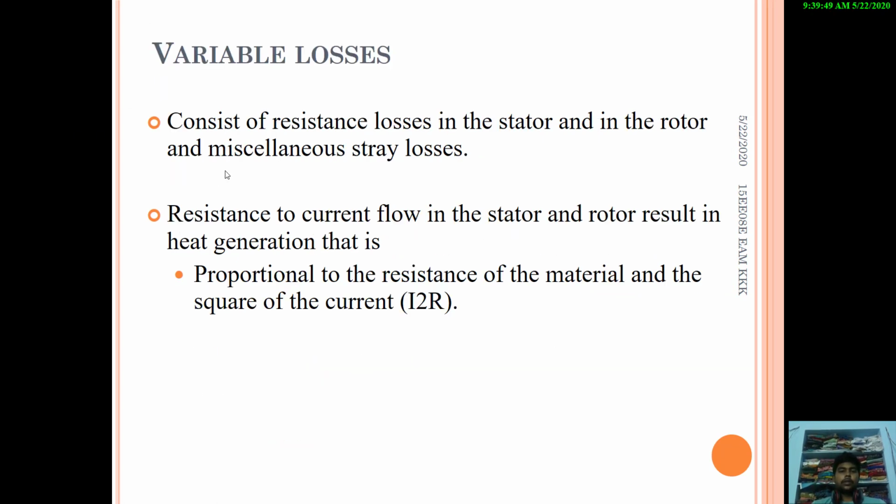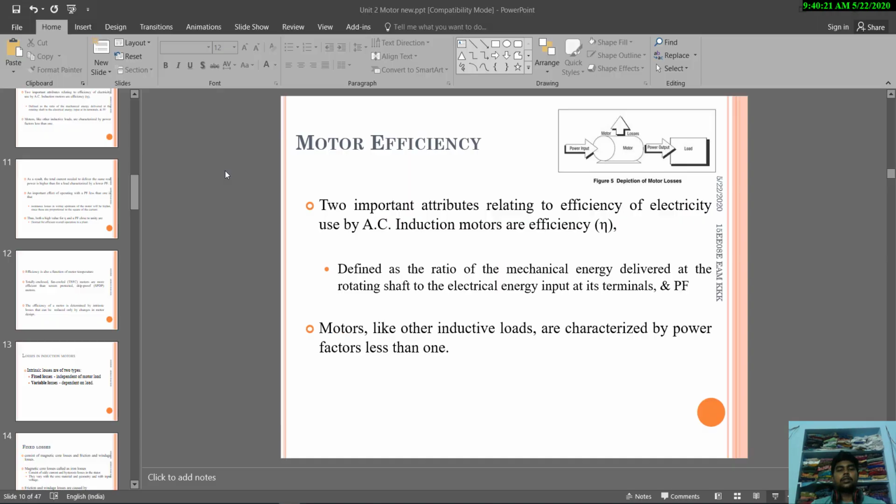Whereas variable losses are due to I square R losses. We have already seen that the losses due to resistance as heat are called I square R losses, and they consist of resistance losses in the stator and rotor, and some stray losses. Resistance to current flow in the stator and rotor results in heat generation, that is an increase in I square R losses, and if the losses increase, the efficiency will decrease.